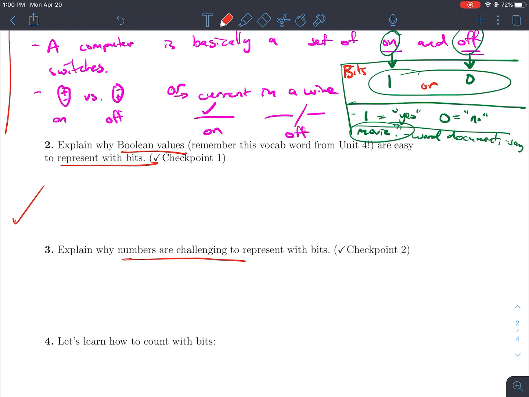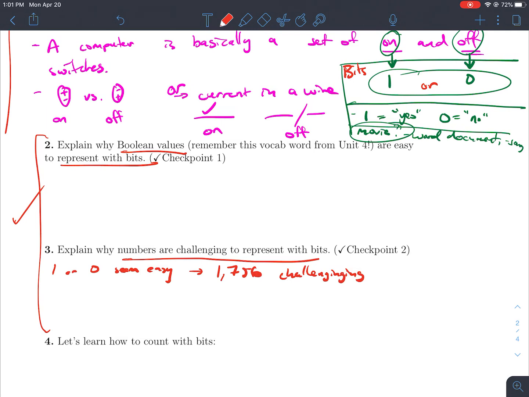For the next one, numbers are a little more challenging to represent with bits. Certain numbers like 1 or 0 seem easy, but why might a number like 1,756 views on YouTube be challenging? Or why might it be challenging to store the number 3.1415, pi, in a computer? The important thing to keep in mind after you're done answering these two questions is even though some things are easy, like Boolean values, and some things are complex, on a fundamental level, everything in a computer is stored as either a 1 or a 0.